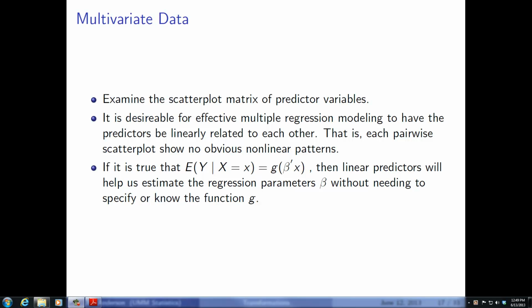Alright, in this video we're going to finish the lecture about transformations, and we're going to start with the idea of how to simultaneously transform, or think about transforming, many variables as a set or all at once. And so we're going to start thinking about multivariate data, and of course the graphical display for multivariate data is a scatterplot matrix, and primarily we're going to be worrying about the predictor variables.